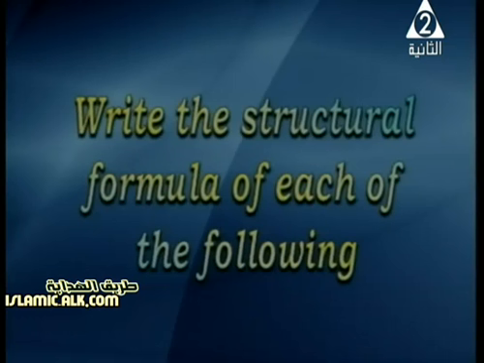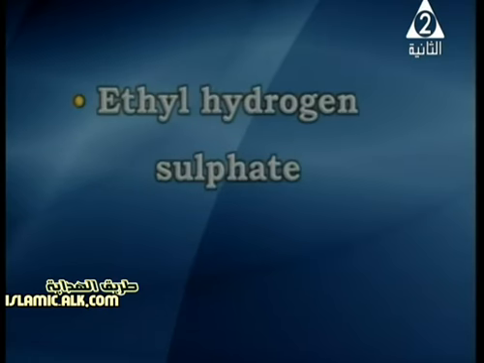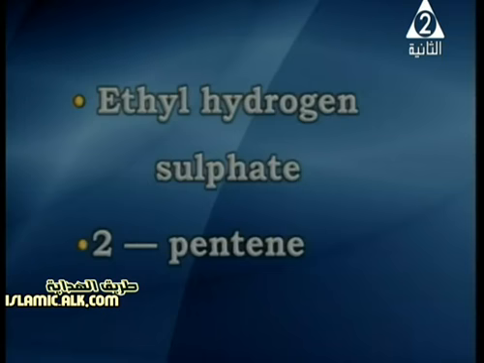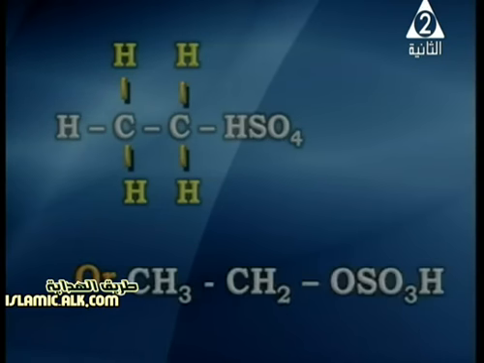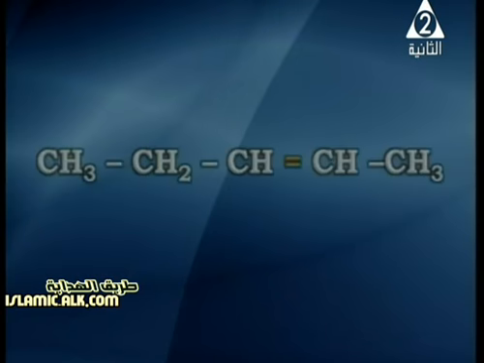The next type of question, my dear student. Write the structure formula for each of the following. Ethyl hydrogen sulfate, 2-butene. Here, ethyl hydrogen sulfate, my dear student, as shown on the screen, CH3CH2HSO4 or CH3CH2OSO3H. 2-butene, as shown on the screen, CH3CH=CHCH3.